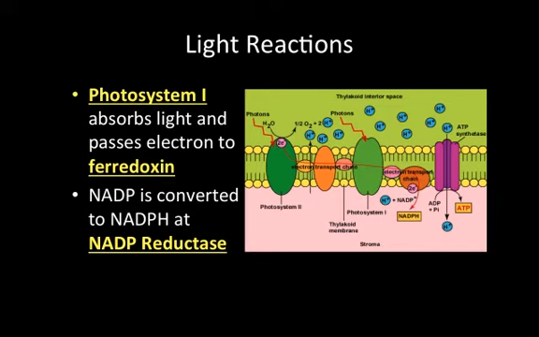Now you may also see something called photosystem 1. Photosystem 1 absorbs light as well. Instead of passing it to plastoquinone, we're going to pass it to another molecule known as ferredoxin. And ferredoxin is going to generate this process where we take a molecule called NADP.